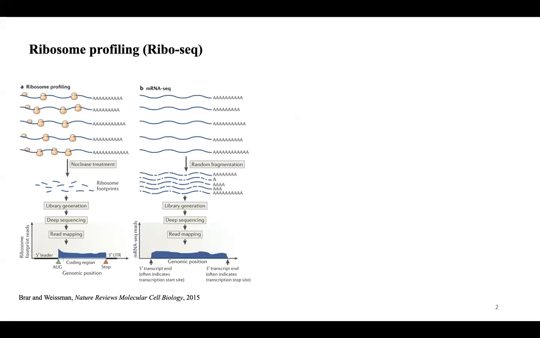So this diagram compares the ribosome profiling and an RNA-seq experiment. Unlike RNA-seq reads, where random fragments are sequenced, a ribosome profiling or Ribo-seq experiment sequences ribosome protected fragments. So most Ribo-seq reads are in the coding regions, and RNA-seq reads tend to spread along the transcript.